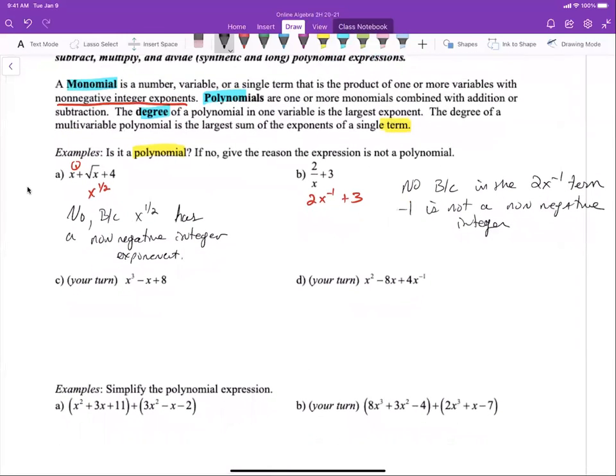All right, so what about this one? Try C and D yourself.